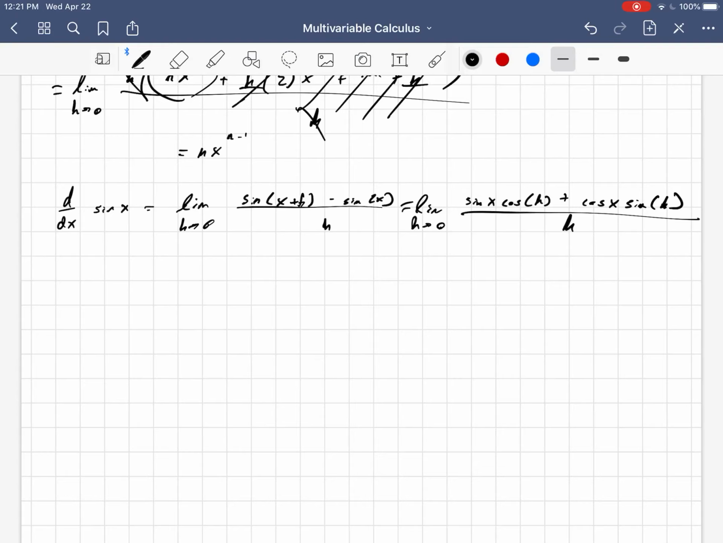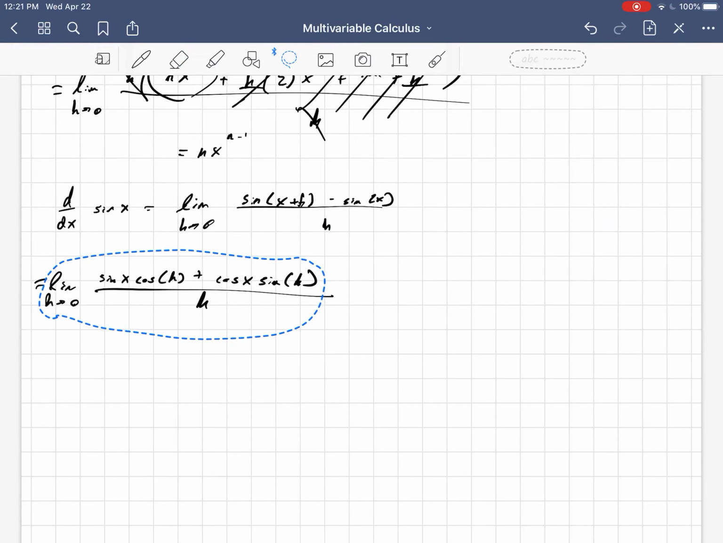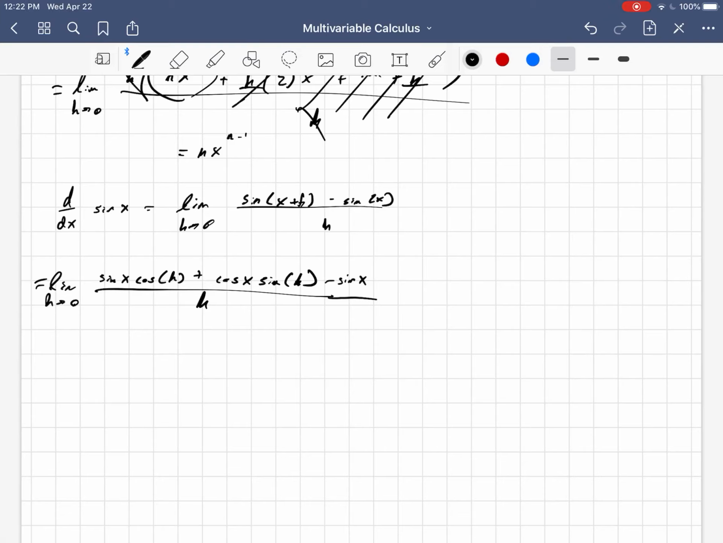not to be confused with hyperbolic cosine. That was just a joke. Plus cosine x times the sine of h, not to be confused with the hyperbolic sine. Sorry, I shouldn't be messing with you like that. Okay, all over h. Oh, whoopsies. I forgot the minus sine x at the end. Okay. Good thing I caught that, because that would have messed me up later. Minus sine of x.